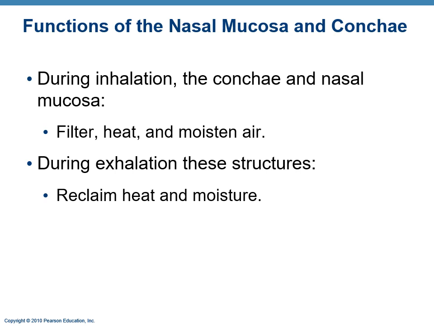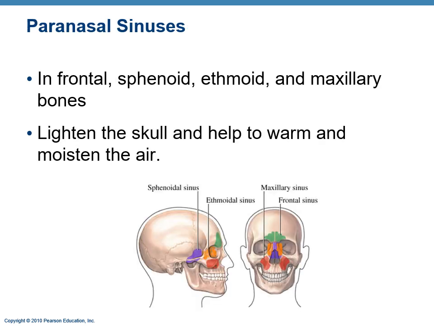During inhalation, the nasal conchae, those little shelves, and the nasal mucosa filter, heat, and moisten air. During exhalation, these structures reclaim heat and moisture. In addition to the nasal mucosa, we have the paranasal sinuses, a set of 4 in the frontal, sphenoid, ethmoid, and maxillary bones. The paranasal sinuses serve to lighten the skull and to help warm and moisten inhaled air.